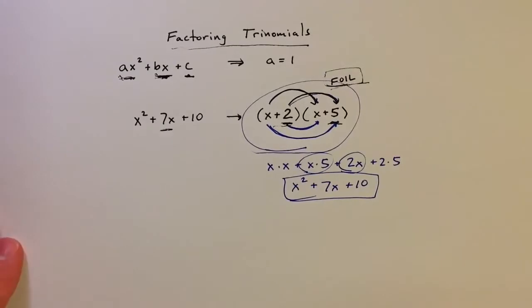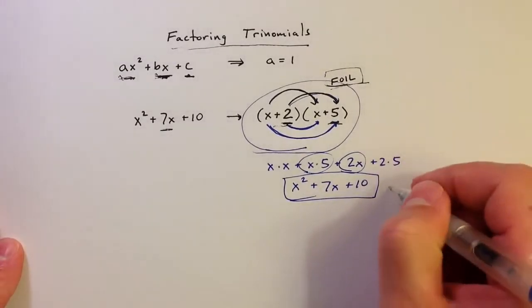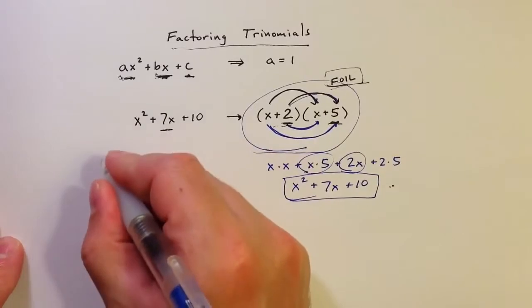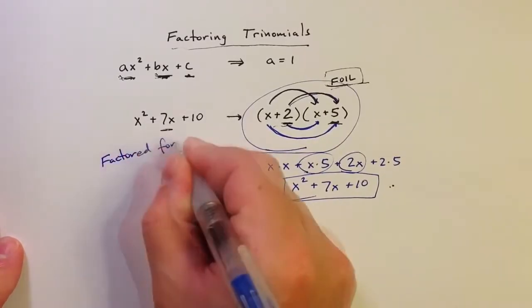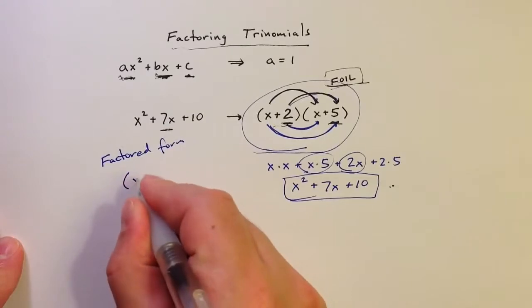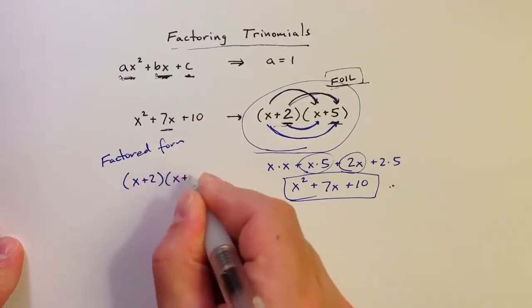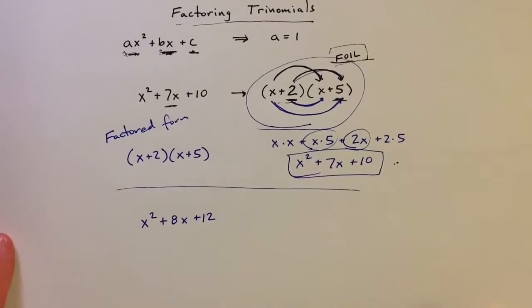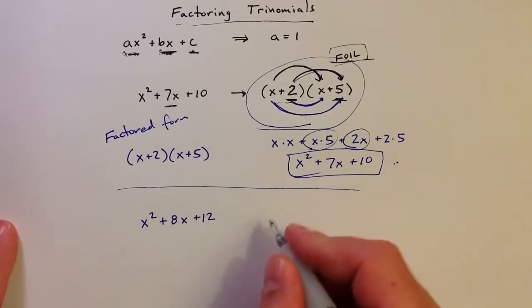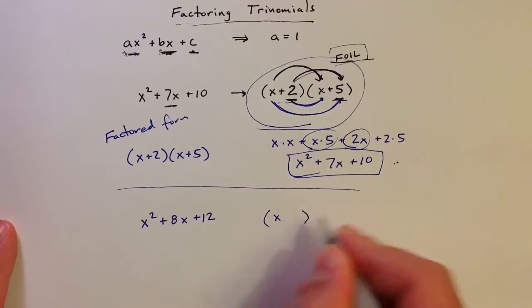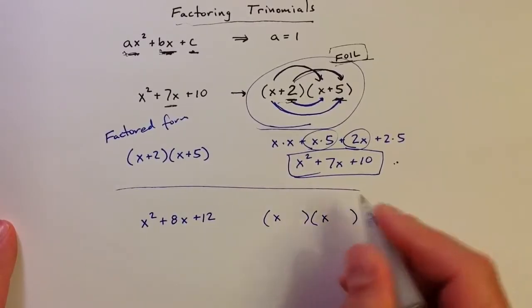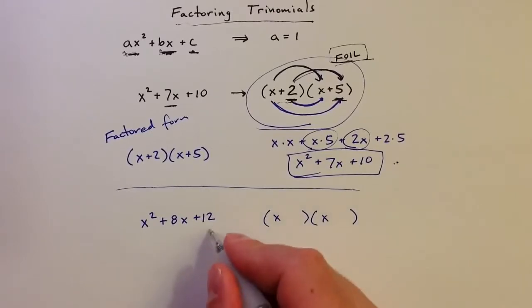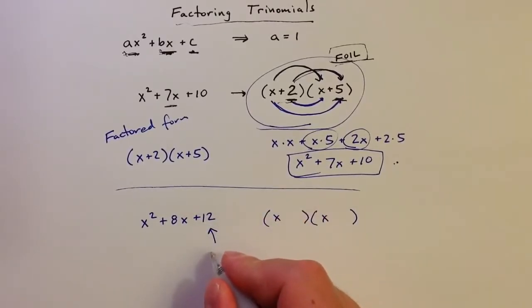So as with factoring in general, we can always check our work by multiplying back out. The final answer, sort of the factored form of the expression that we're looking for, is x plus 2 times x plus 5. So to look at another example, a general strategy, I know that my answer is going to look like x plus or minus some number times x plus or minus some number. What I'm looking for is a pair of numbers that multiply to equal 12.